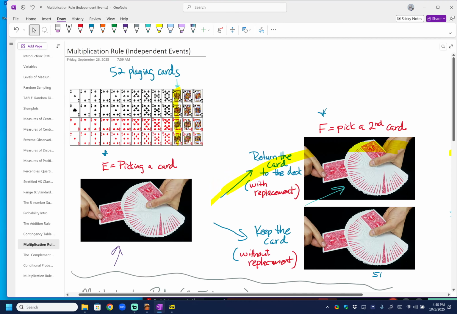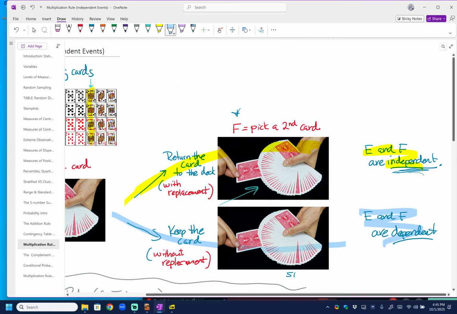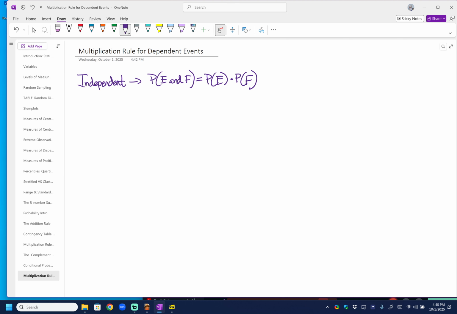So this lesson is going to concentrate on the lower avenue here, where once we pick the first card, we're going to keep it, and we're going to result in dependent events. So the multiplication rule for dependent events is not going to be too much different. I already did a little bit of hinting of it in the conditional probability section. We, of course, are still going to be finding the probability of E and F. And we still have to start with the original probability of E, but this is where things change a little bit. So the key here was that E had no probabilistic effect on F occurring.